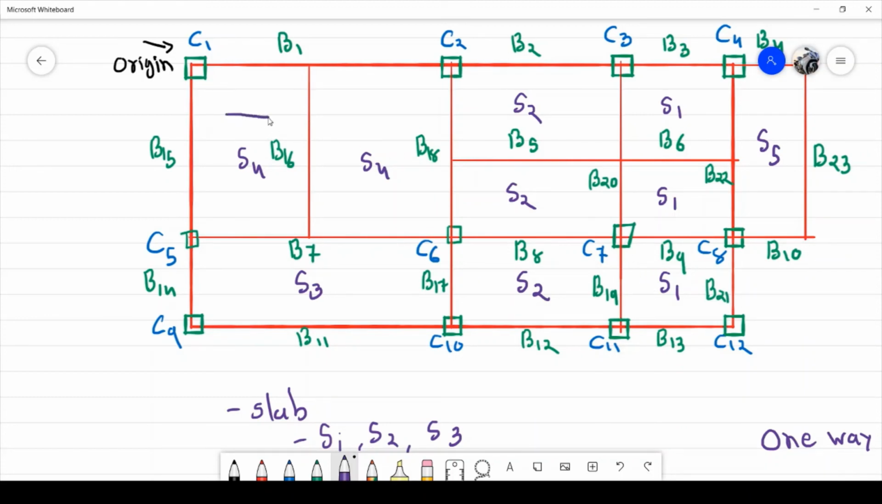S1 is a one-way slab, and S4 is also a one-way slab. Remember one thing: draw this symbol along the shorter line, the shorter span, not the longer direction. And here is a two-way slab.